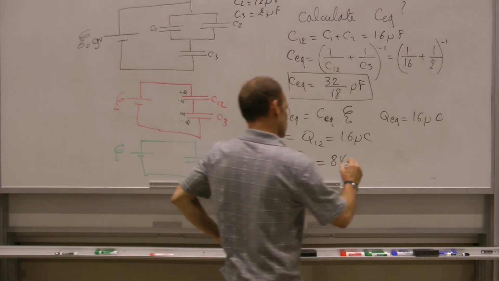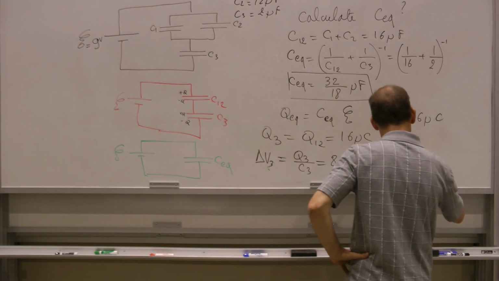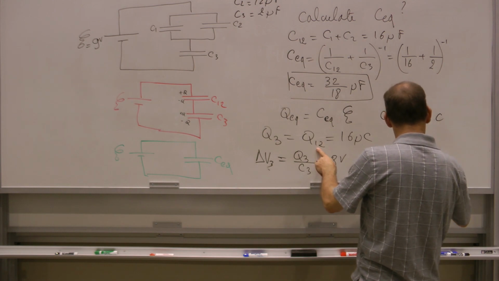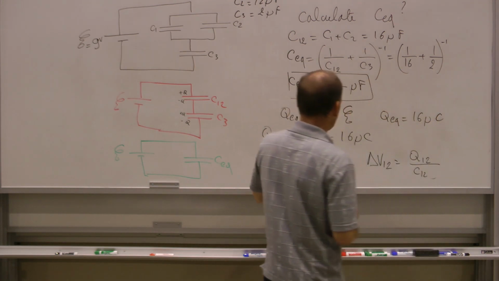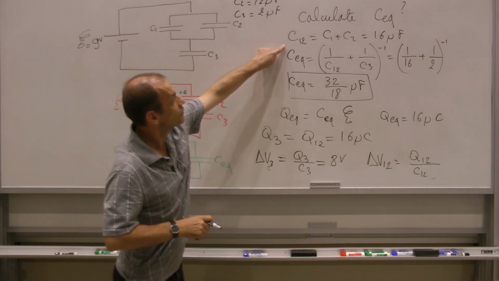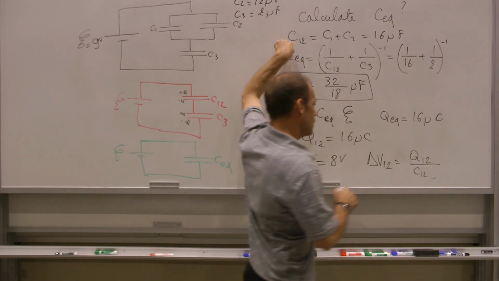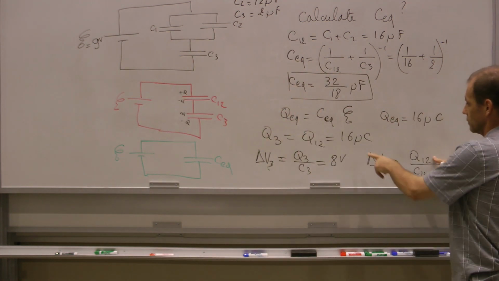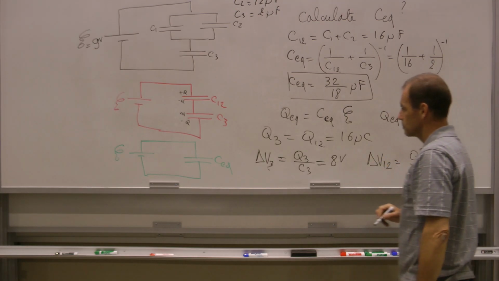Delta V12 is the same thing. This is going to be Q held by 12 divided by C12. We've calculated C12 out here, which is 16 microfarad, and Q12 is 16 microcoulomb. This is going to give me 1 volt.